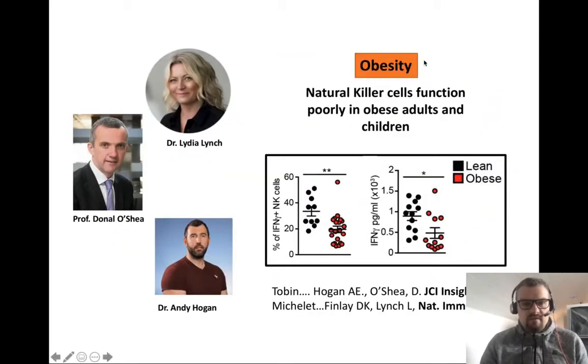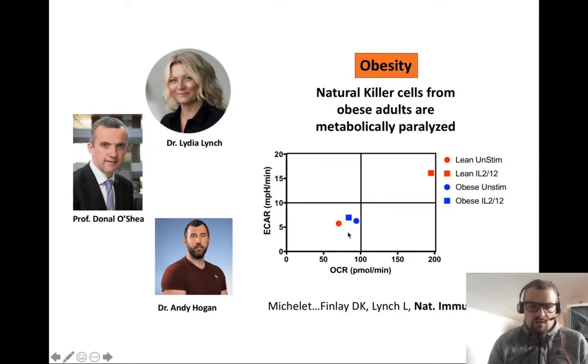So this is the study we did with some of our collaborators. You recognize Lydia Lynch, Donal Lachey, and Andy Hogan, who is now in Maynooth. We all collaborated together on looking at natural killer cell function in obese adults and children. And we've known for a while now that NK cells in obese patients are severely impaired in their function. What we did is we took some of these cells and put them into our metabolic analysis. The machine we use is called a Seahorse extracellular flux analyzer, and we looked at their ability to undergo glycolysis, here on the x-axis, measured by extracellular acidification rate, and OXPHOS, here on the y-axis, measured by oxygen consumption rate.